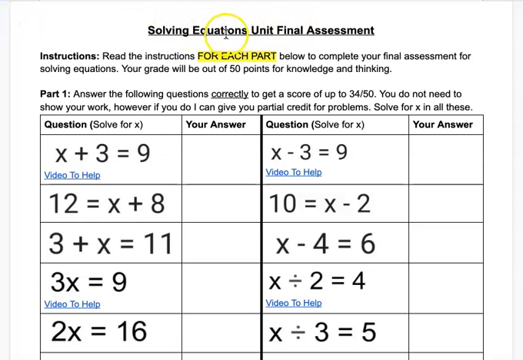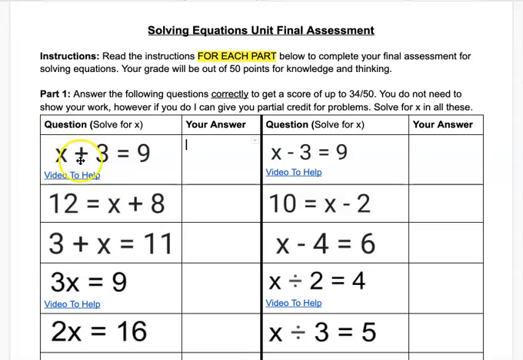So this is the Solving Equations Unit Final Assessment Tips for parts 1, 2, 3, and 4. Your grade's going to be out of 50 points for knowledge and thinking, and you're supposed to do each part and read the instructions. Part 1, answer the following questions correctly to get a score of up to 34 out of 50. You do not need to show your work on these problems.